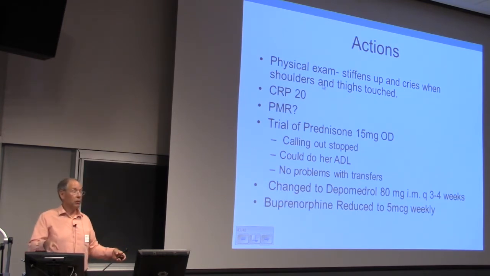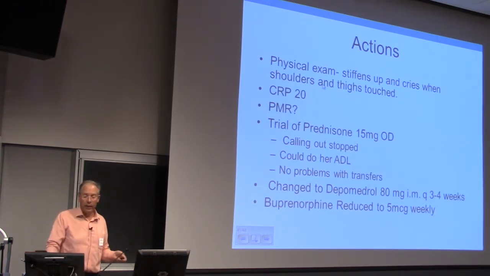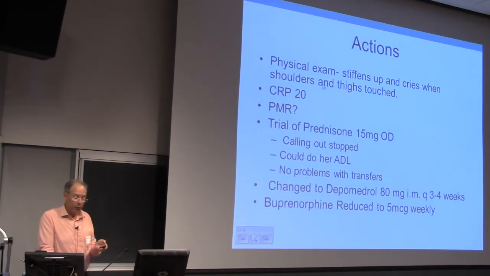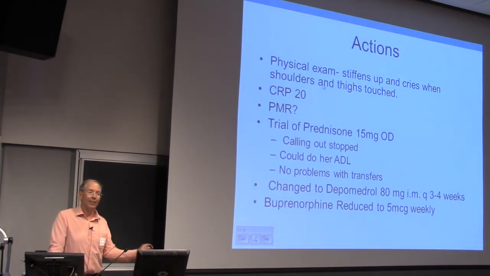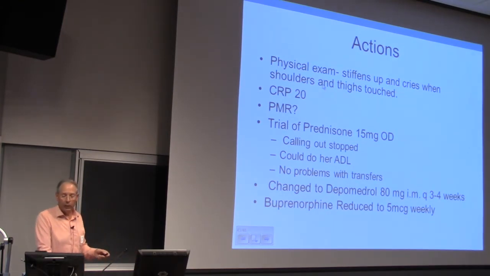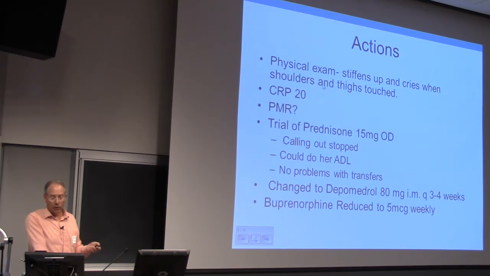I checked, and her thighs were tender. All of her muscles were exquisitely tender. And we put her on 15 milligrams of prednisone. The calling out stopped. 24 hours later, it was completely gone. She could do her ADL. They could do it again. There were no problems with the transfers.